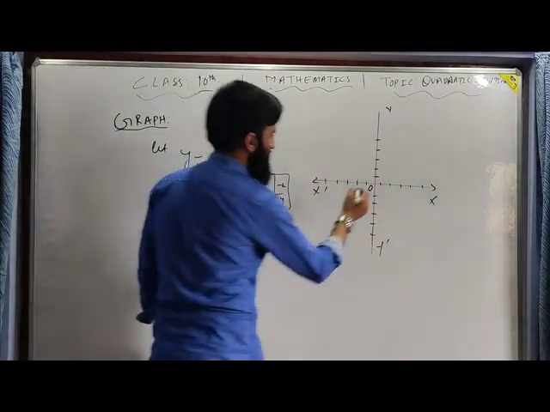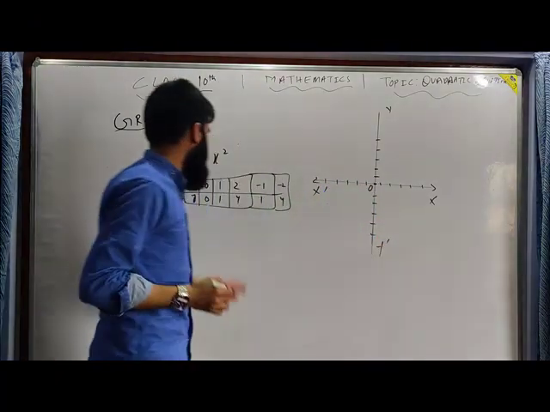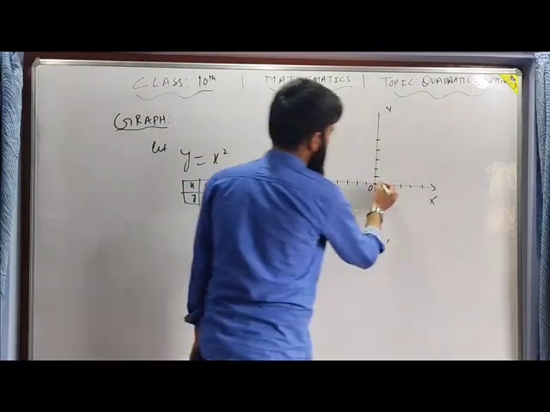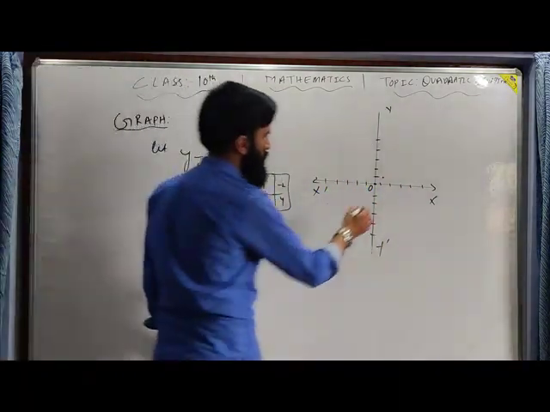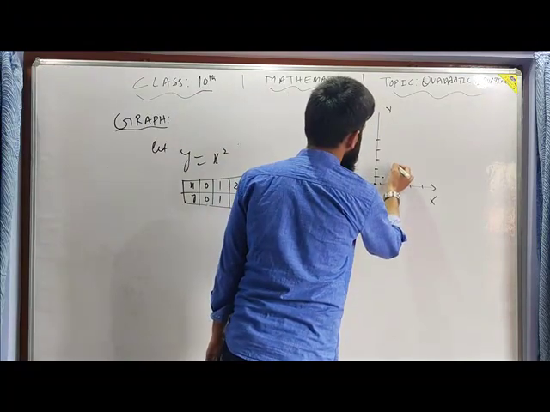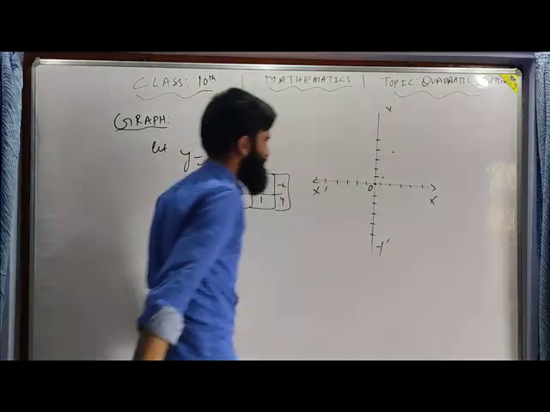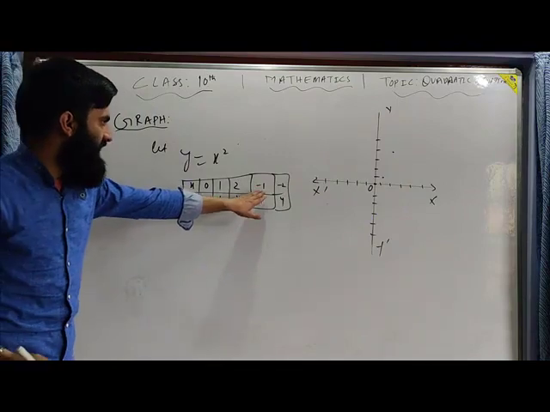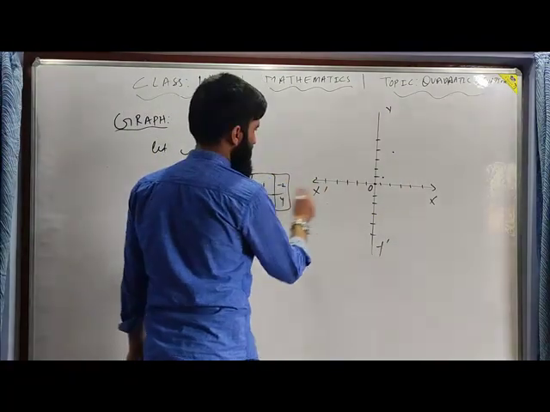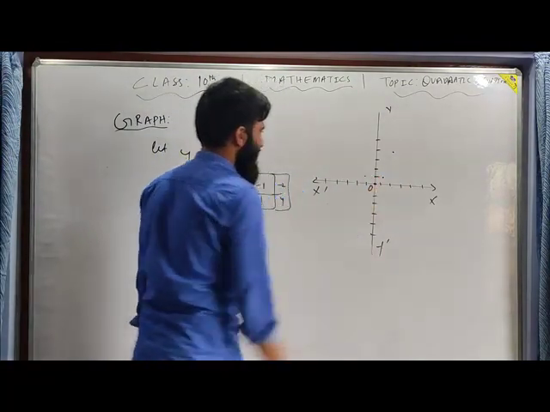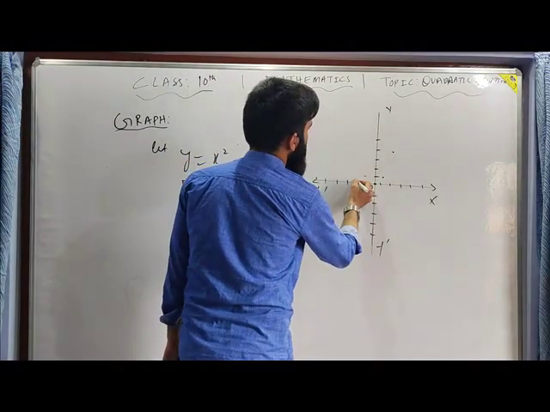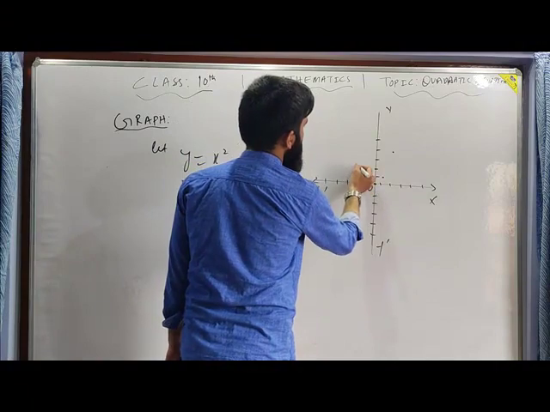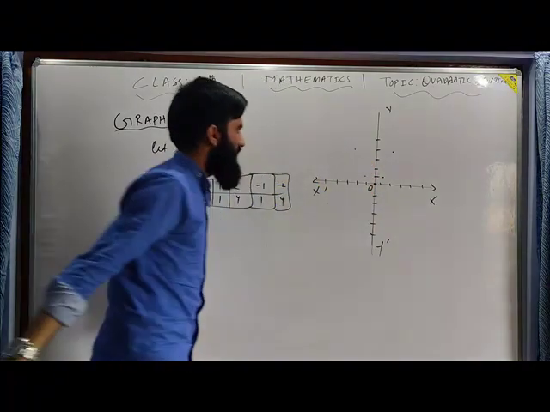This is 0, 0. Obviously, this is the point at the origin. Then we have 1, 1, this is the point. Then we have 2, 4: 2 here, and 1, 2, 3, 4 up, so the point is here. Then we have minus 1, 1, this is the point. Then we have minus 2, 4: this is minus 2, and 1, 2, 3, 4 up, and you will get it like this.